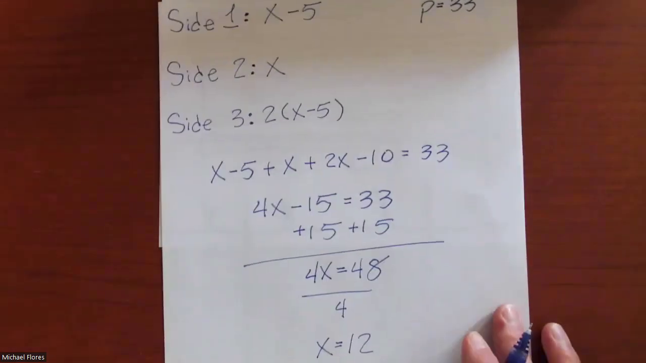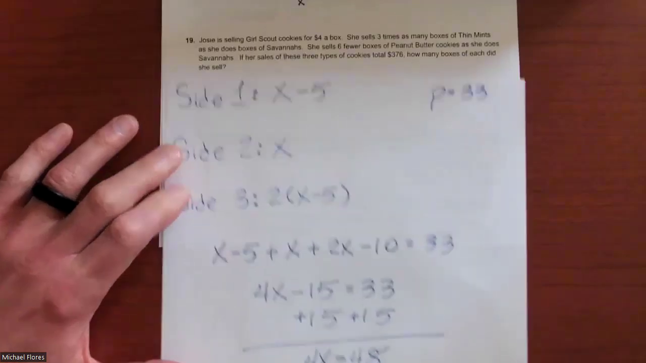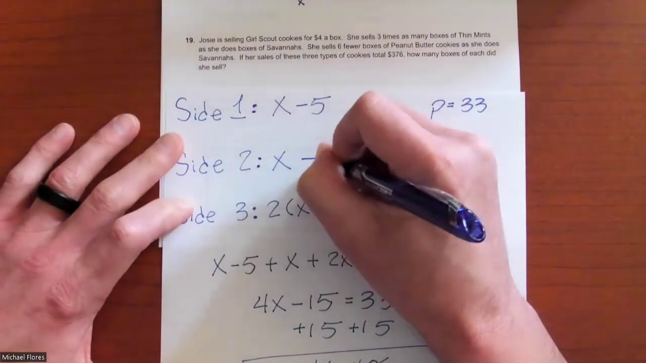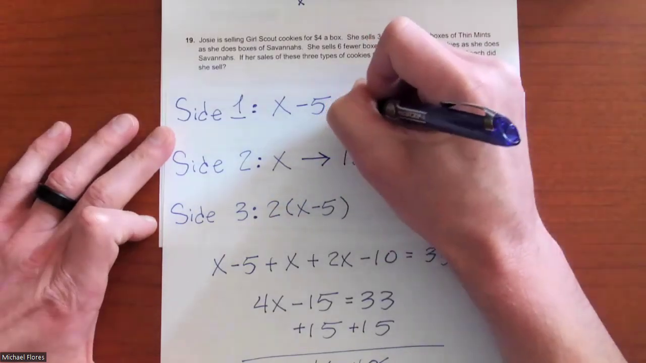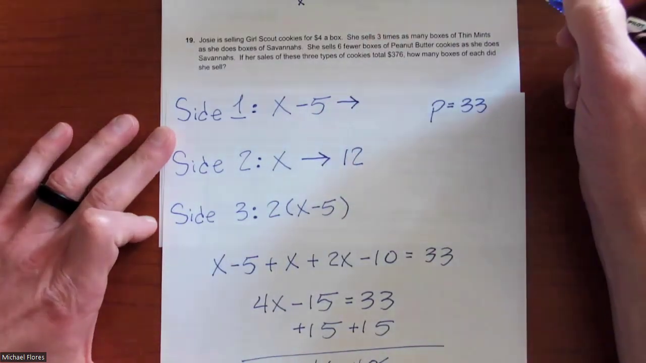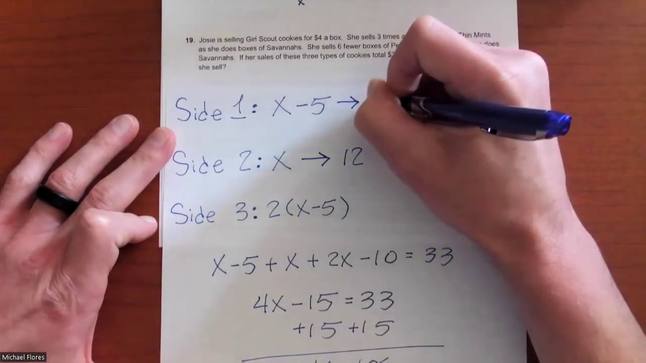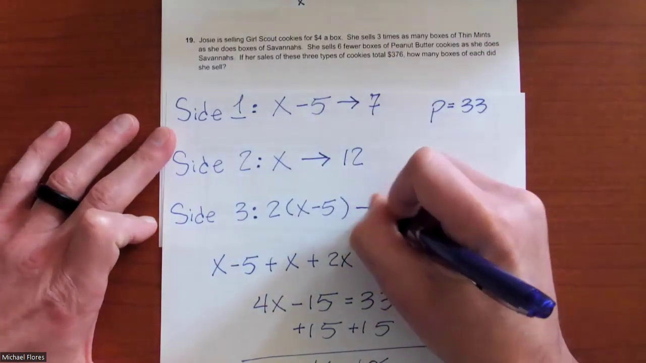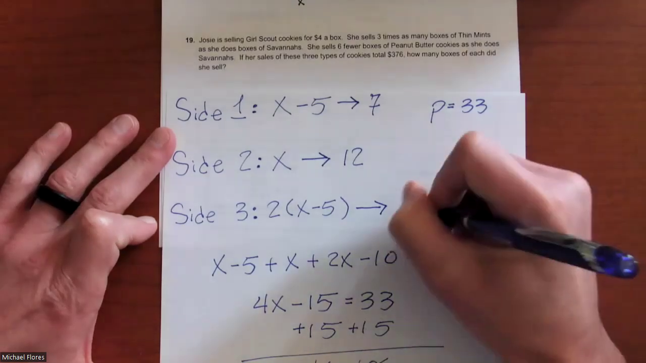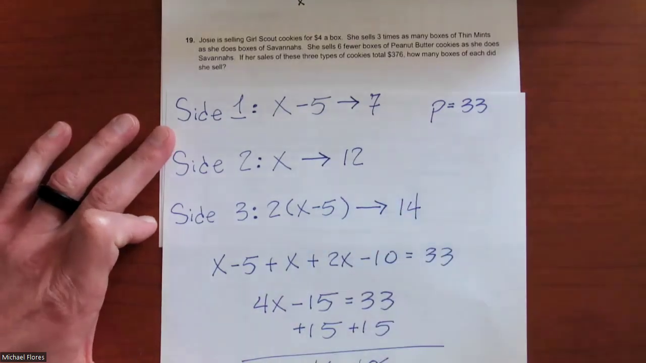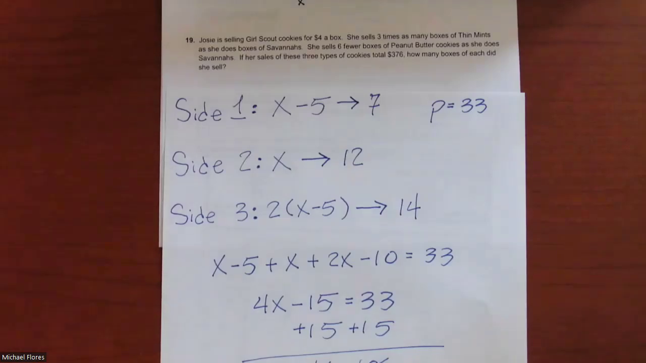And I think we had to find all sides, didn't we? Find the lengths of the sides. Yes. So now that we know that x is 12, we know that side 2 must be 12. Side 1, well, 12 minus 5 is 7. And side 3, side 3 was twice side 1, so it must be 14. Y'all did great.